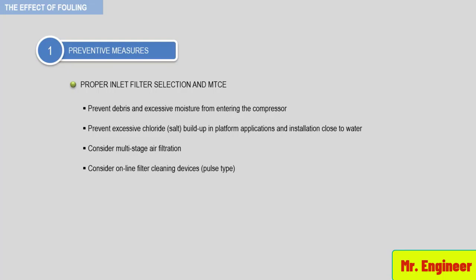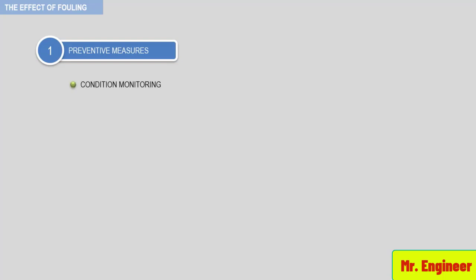The next preventive measure that we will cover is the accurate condition monitoring of compressor parameters. Regardless of the service, condition monitoring of molecular weight, pressure, and temperature will provide valuable information regarding process condition changes that can cause or increase fouling.